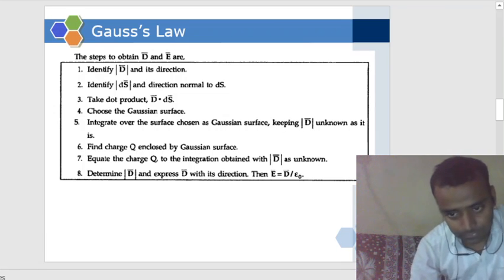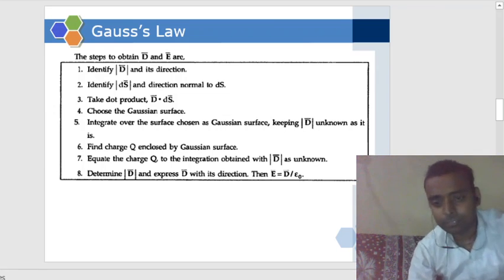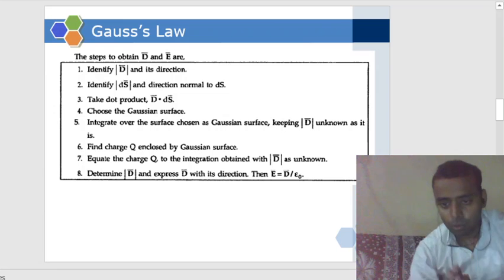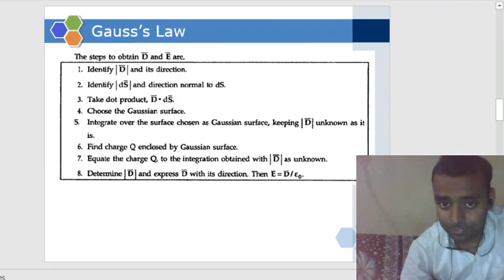Fine, that will be done. Gauss's law, any problem? No problem. Should we proceed?